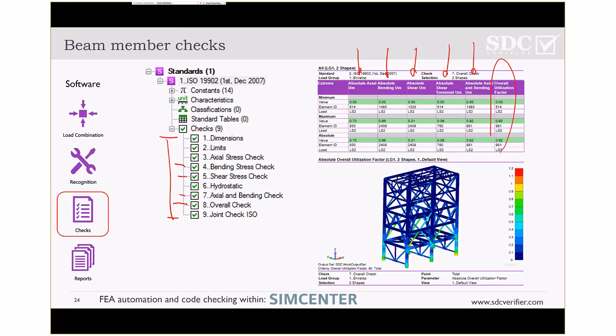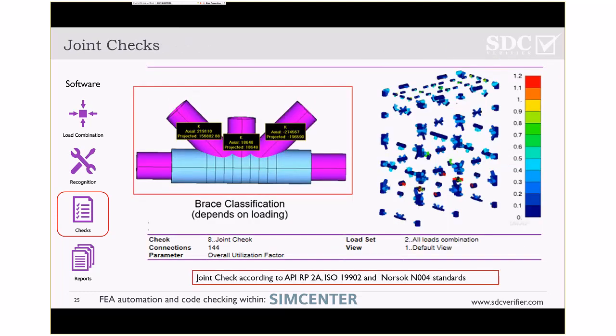You can see that, for example, in this situation, the 0.92 overall utilization factor is based on axial plus bending, and the bending part is 66%, and the axial loading is around 70%, and combined it ends up at 0.92. So it gives you a clear idea of what you need to change and how much you need to change. The same for joint checks.